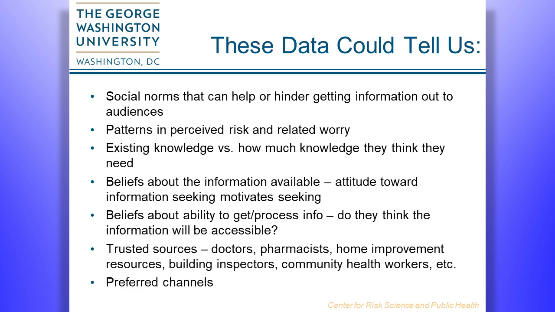And it was argued that if we had these kinds of data, they could tell us things that are really important for designing a communication strategy. So these would be the kind of things that help or hinder the information getting out to audiences. How do people actually perceive these risks? And are they perceived in a way that is going to motivate them to do something or not to do something? How much knowledge people think they need, what kinds of information is out there, and whether they think that it's out there and they can trust it.